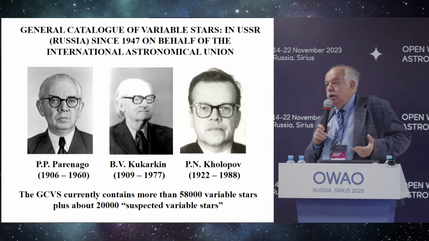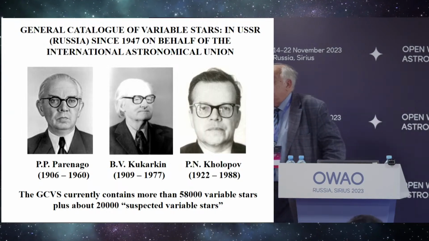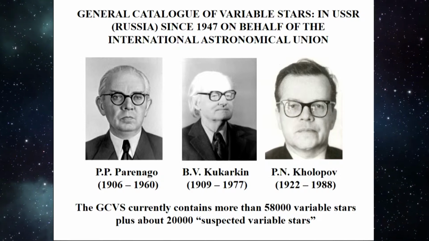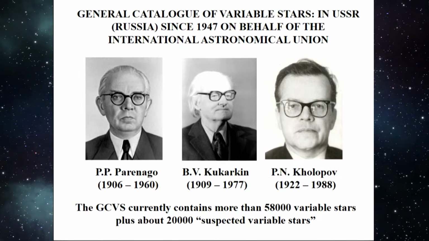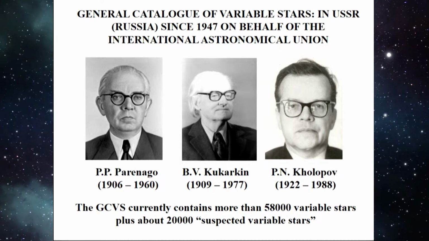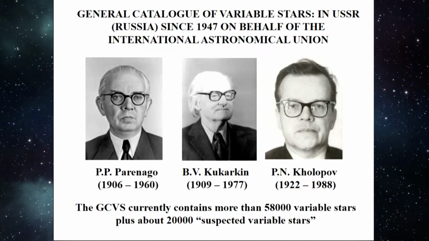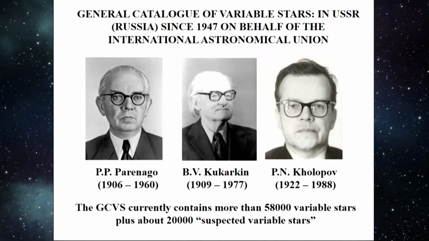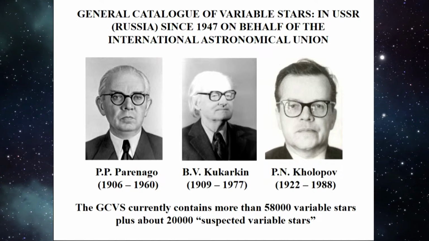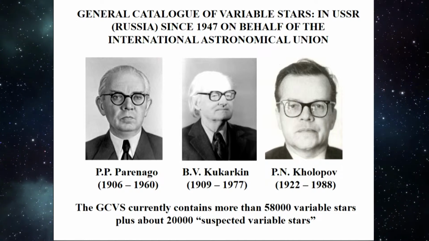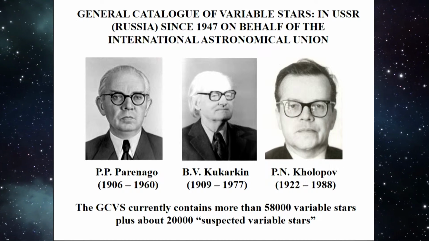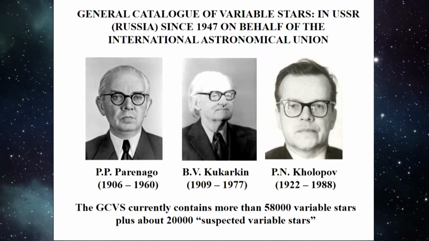Now, why is it me who is telling you all these things? In 1946, the IAU decided to give Russian astronomers an errand to compile catalogs of variable stars. And the work was started in 1947. And here you see photographs of the three great guys who led the project.